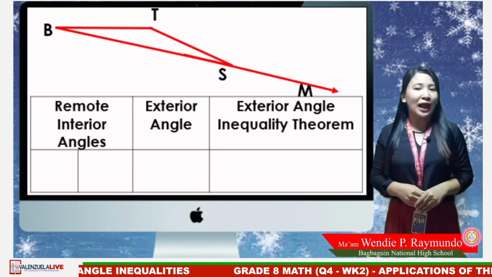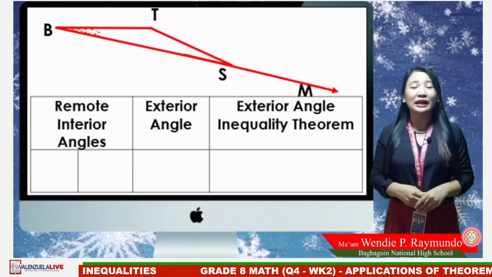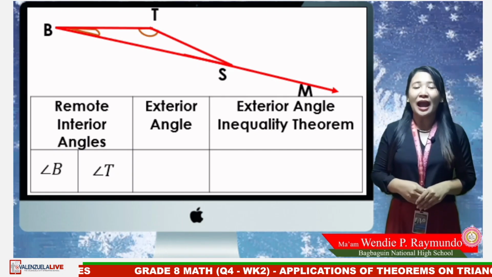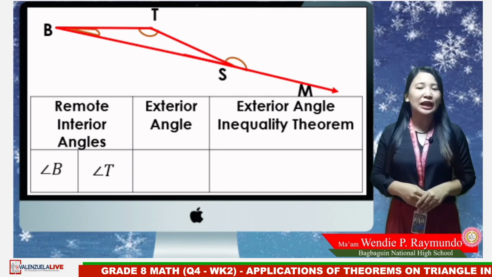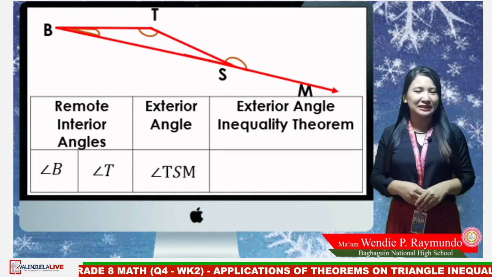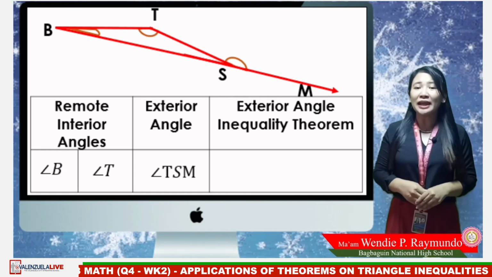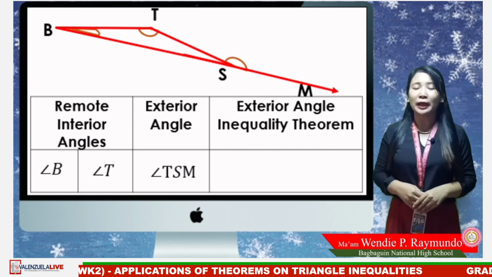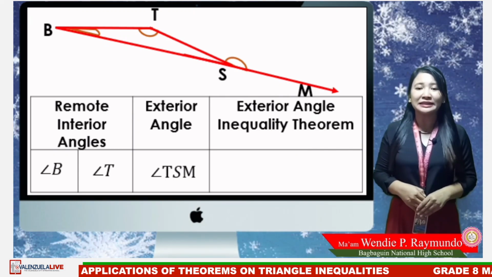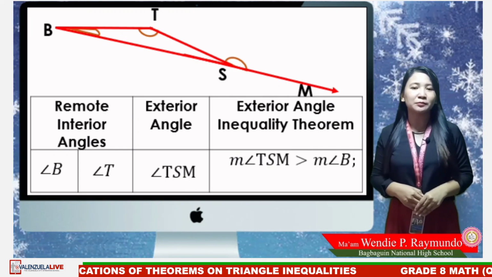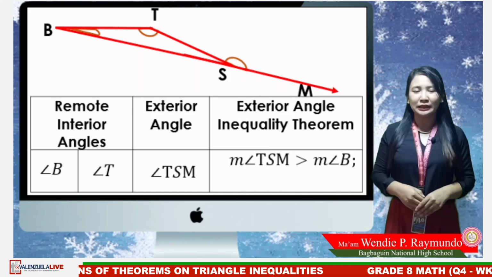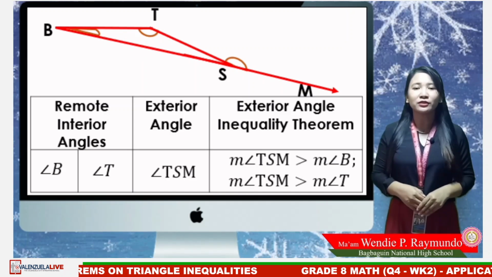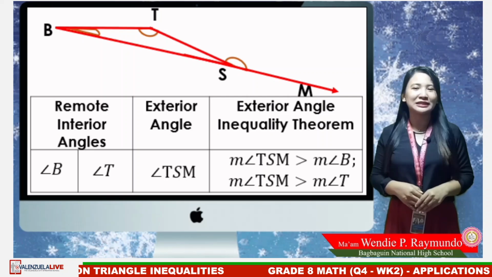The remote interior angles are angle B and angle T, while the exterior angle is angle TSM, or angle MST. Applying the exterior angle inequality theorem, the measure of angle TSM is greater than the measure of angle T, and the measure of angle TSM is greater than the measure of angle B.